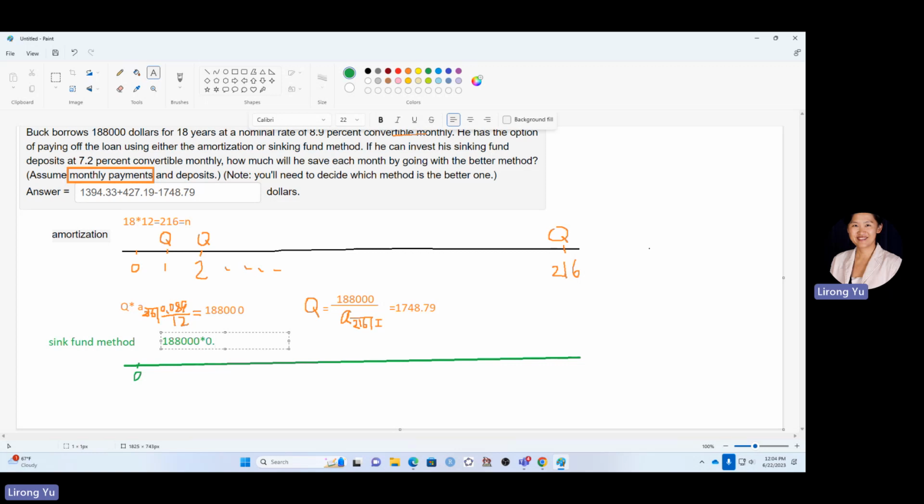This is called the interest payment. It is the principal multiplied by 0.089 divided by 12, because every year we're supposed to pay 8.9%, and this is convertible monthly, so each month we're paying 0.089 divided by 12. So you find the interest here, and it ends up being a value of 1394.33.